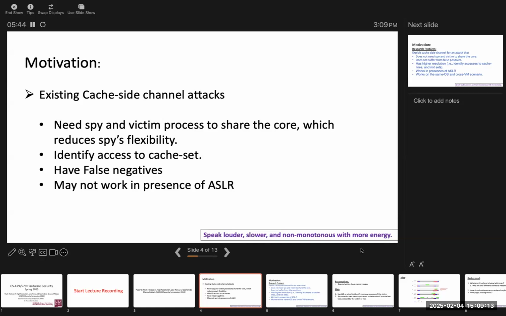Okay. So in the existing cache side channel attacks, the weaknesses were that they need the spy and victim processes to share the code, which reduces the spy's flexibility.